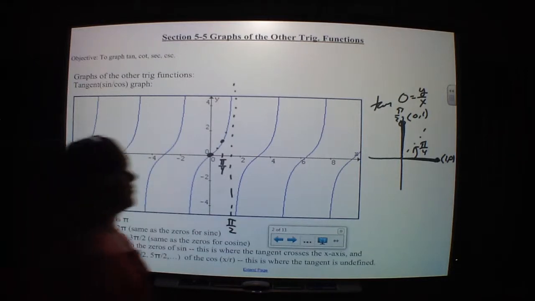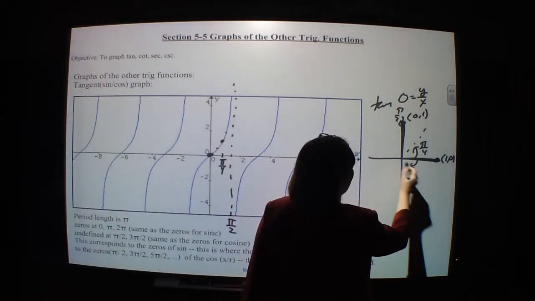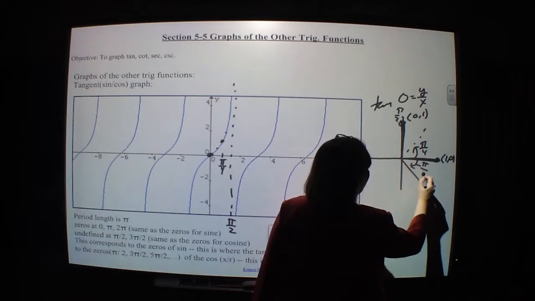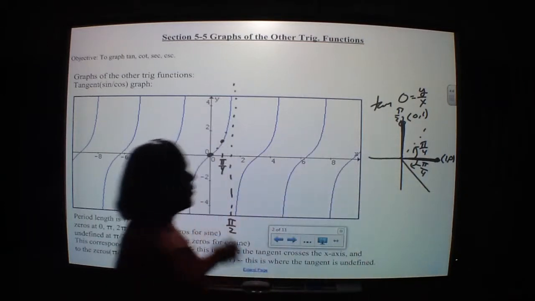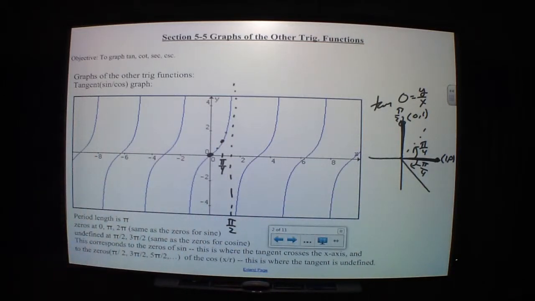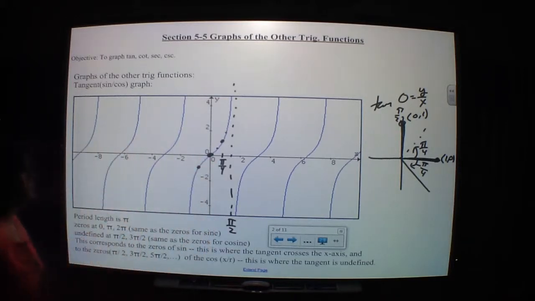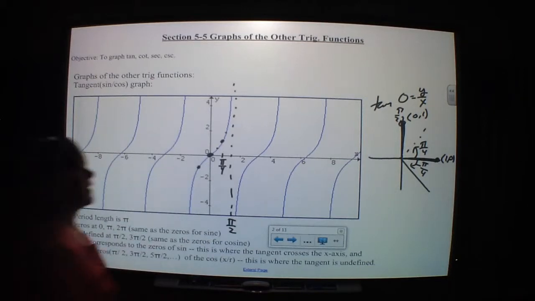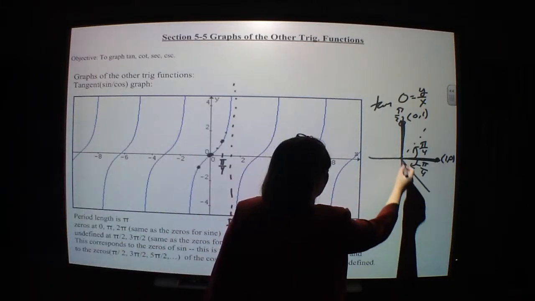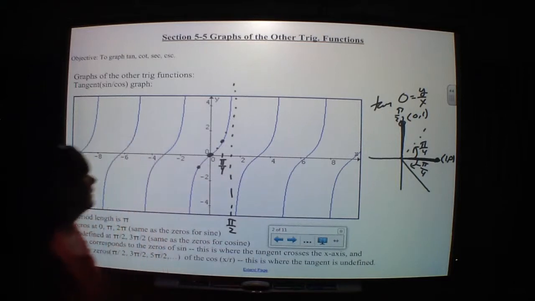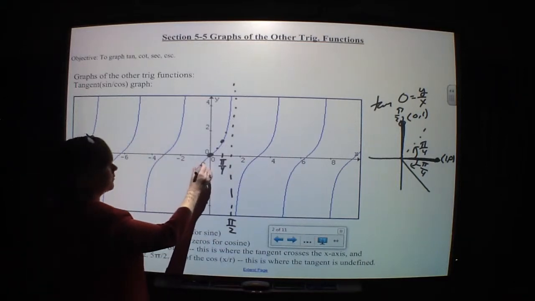So now let me go the other way. If I go pi over 4 this way, so negative pi over 4, again a 1, 1, radical 2 triangle, so the tangent of negative pi over 4 is negative 1. So I'm right about there. And you could figure out where pi over 3 or pi over 6 would be.